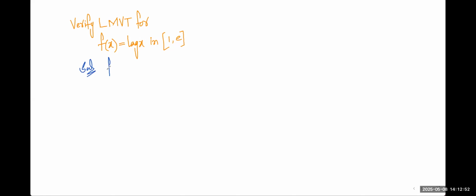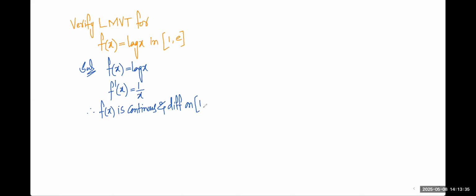f of x is equal to, we have log x. Now let me find out its derivative. We get log x derivative is 1/x. So differentiable and continuous. Therefore, f of x is differentiable and continuous, और रिवर्स में भी लिख सकते हैं, नहीं ऑर्डर में लिखे तो और अच्छा रहेगा। Continuous and differentiable on closed interval a comma b and open interval a comma b respectively.